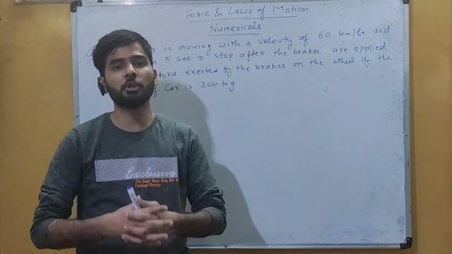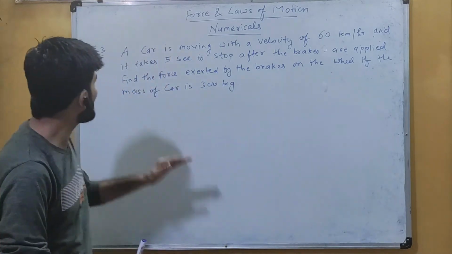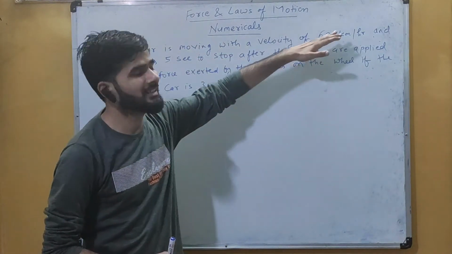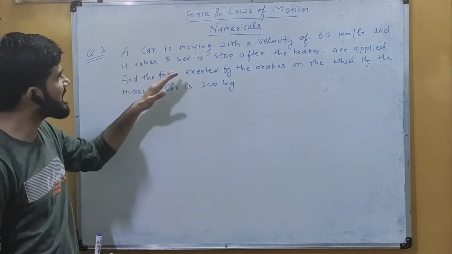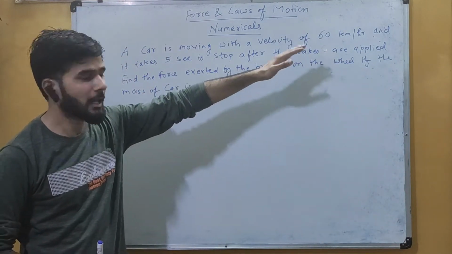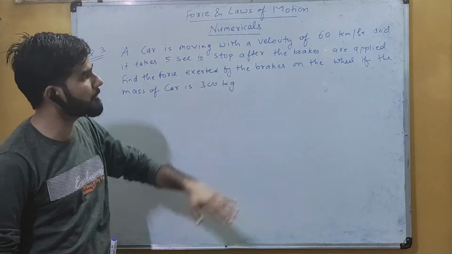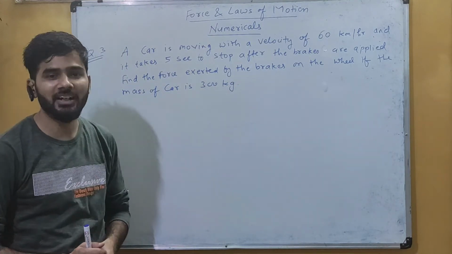Now let us take one more numerical based on the force. Here we have a car moving with a velocity of 60 km per hour and it takes 5 seconds to stop after the brakes are applied. Find the force exerted by the brakes on the wheel if the mass of the car is 300 kg.